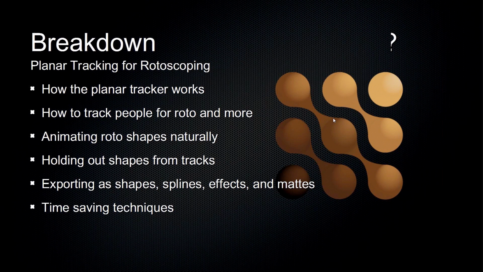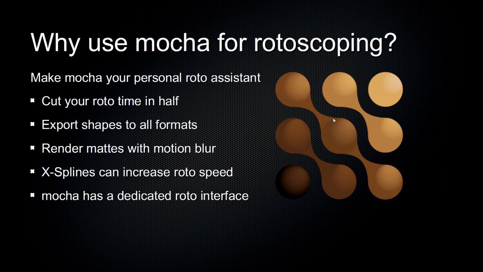talk a little bit about some animation techniques to make your roto shapes look a little more correct. Holding out shapes from tracks, which basically has to do with layer order. If you've seen any of my previous demos, we talk about that a lot, but it's always good to drive that point home. We're also going to be talking about exporting as shapes, lines, effects, and mats, and we'll be going over miscellaneous time-saving techniques.